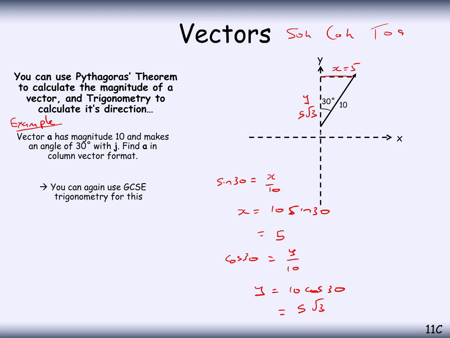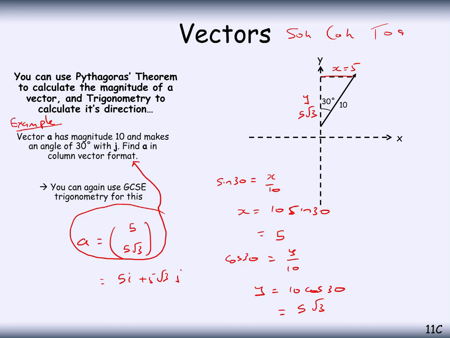So it goes across in the i direction. So I can write a is equal to across in the x direction 5 and up in the y direction 5 root 3. And that's my column vector. Remember, we could write it as 5i plus 5 root 3j, but the question asks us to give it in this format. So we give it in that format. Good.